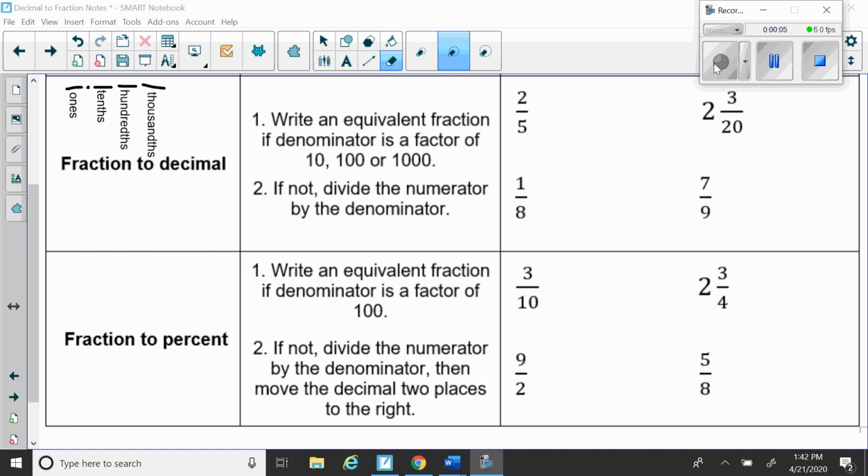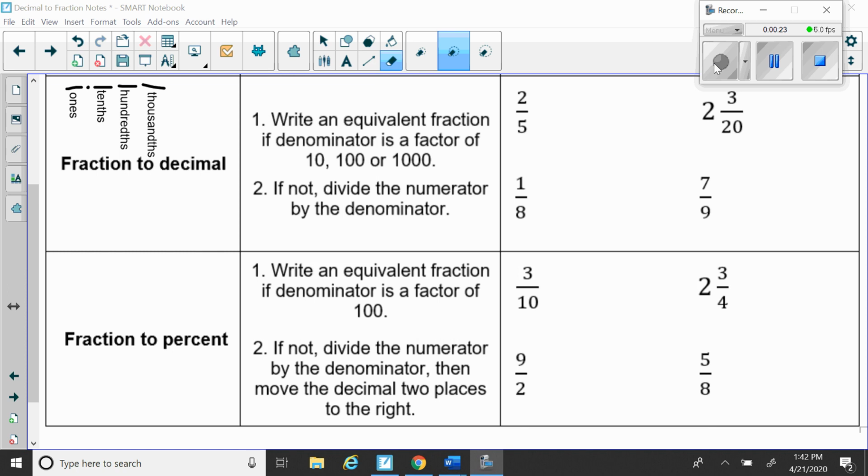Okay, so today we're going to start talking about converting fractions to decimals to percents. And we're going to start with fractions first. So today we're going to talk about fractions to decimals and fractions to percent. Okay, so let's look at this. First of all, we have our fractions to decimals.